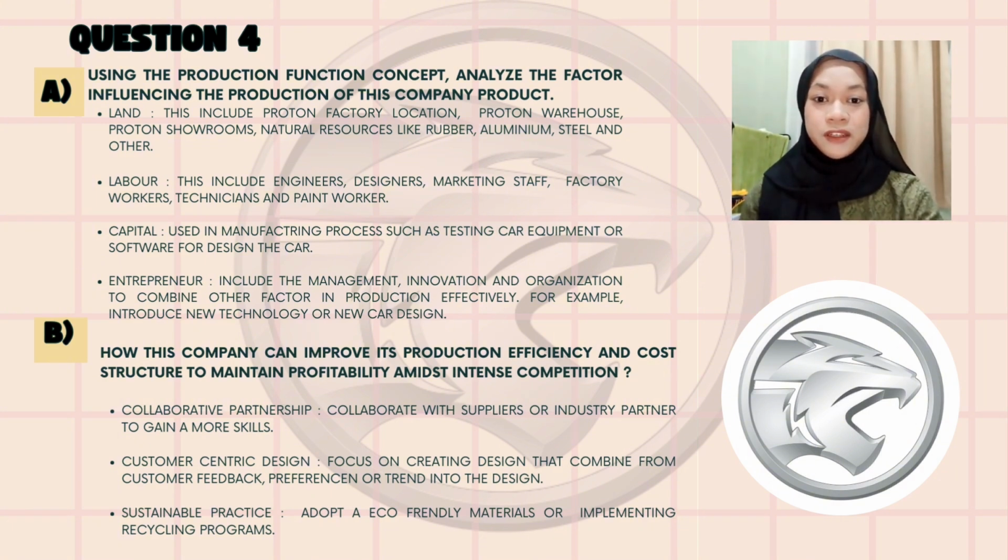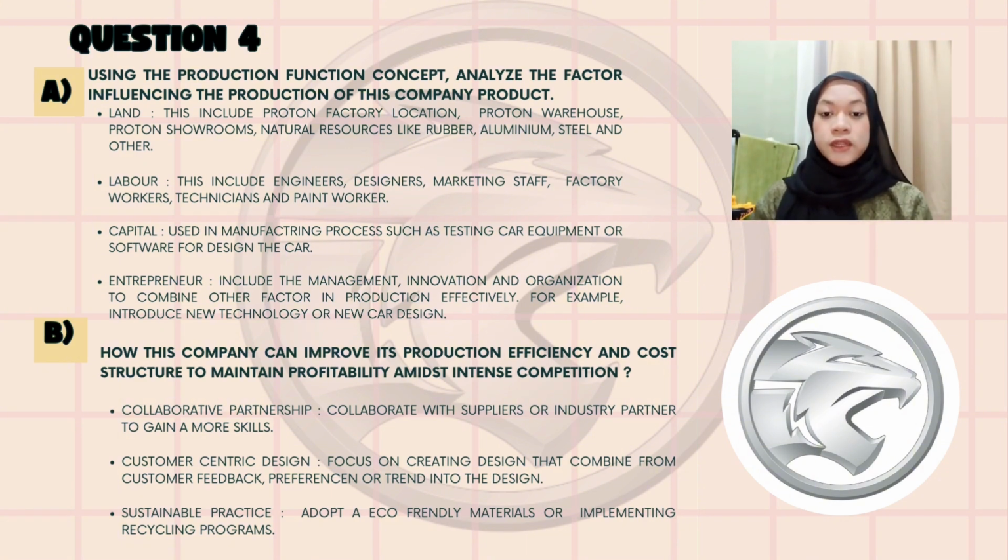The third is capital. Capital in the automobile industry includes machinery, robotics, and technology that is used in manufacturing. It includes testing equipment and also software for designing the car. Lastly is entrepreneurship. This includes management, organization, and also innovation to bring together the factors of production effectively. For example, introducing a new vehicle design or a new vehicle technology.